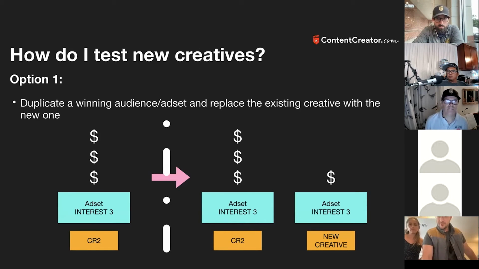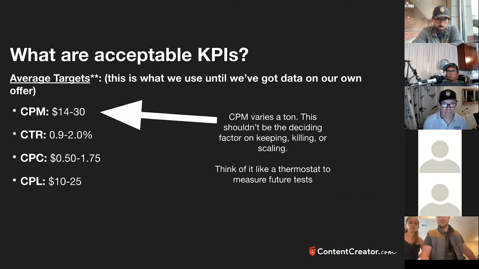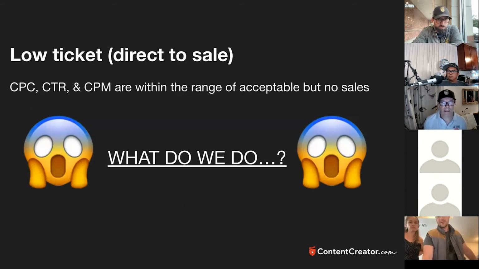We already kind of went over this. Duplicate that winning ad set and put the new creative in. And those are pooled options. KPIs we went through, upstream and downstream.